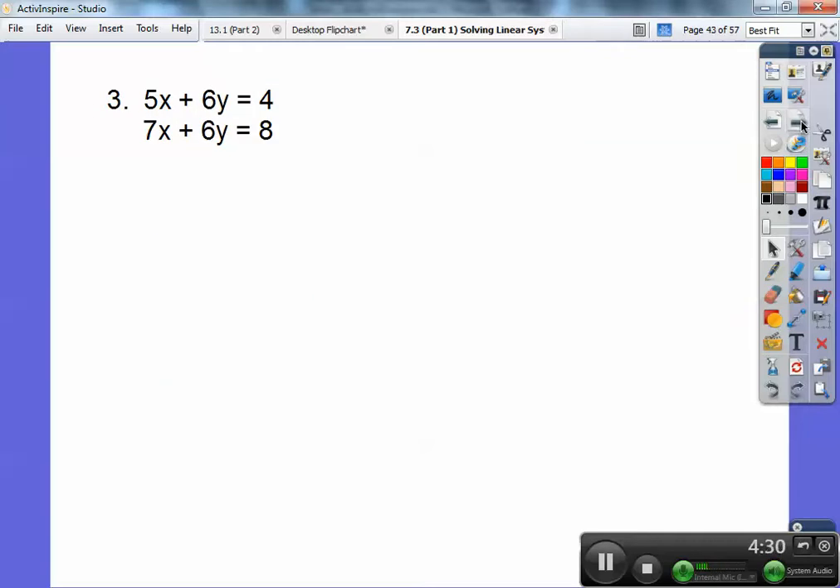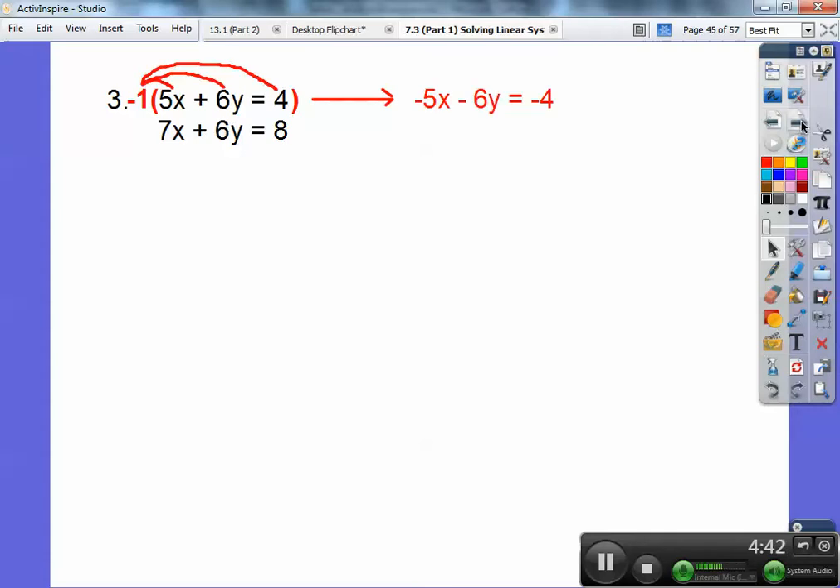Let's try one more of those. 5x plus 6y equals 4, and 7x plus 6y equals 8. This time I'm going to multiply the top equation by negative 1, so I just go through and change all the signs. You can do the bottom equation if you want; I just chose the top equation. Here's the second one getting slid over. Now they're all set up to add together.